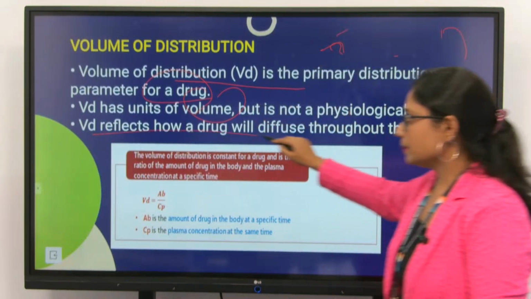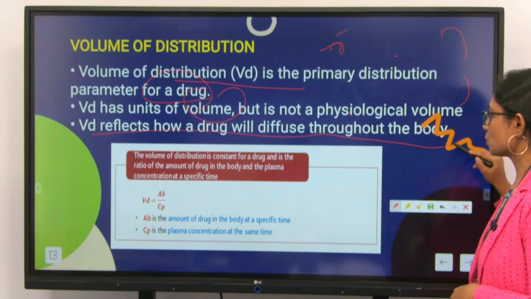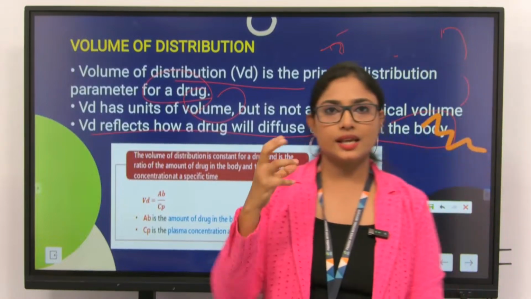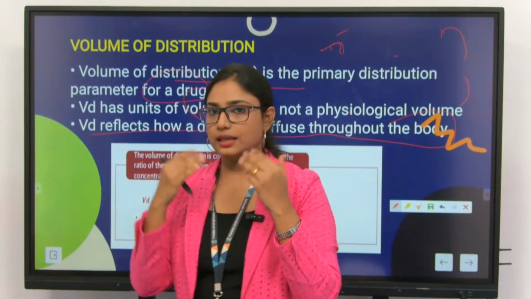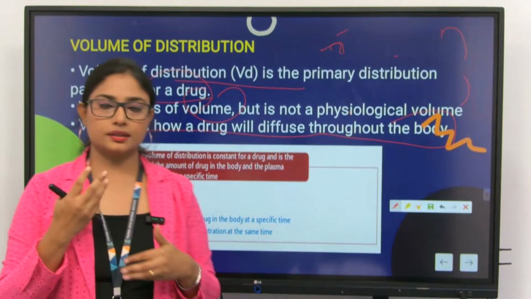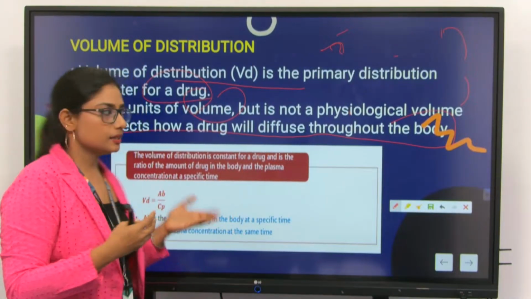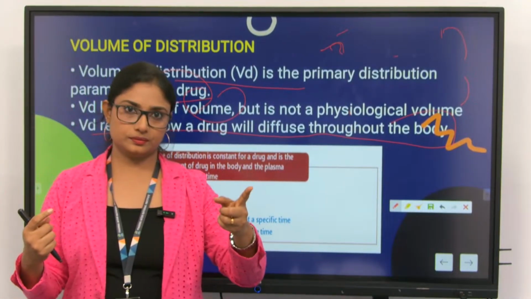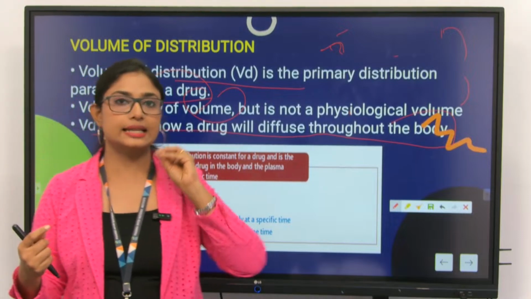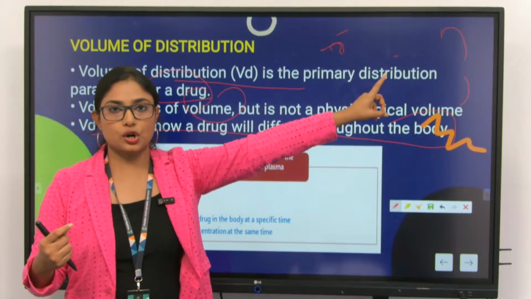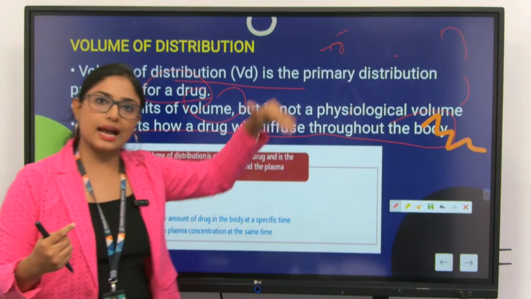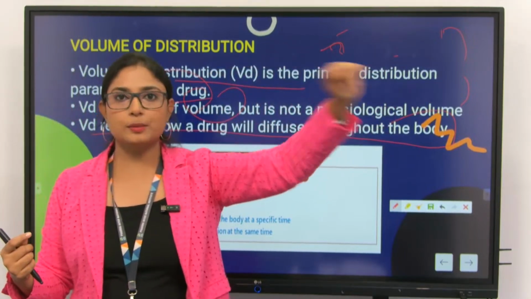So VD reflects how a drug will diffuse throughout the body. That means if the drug is highly lipophilic, like it is non-polar, or if it is unionized, the volume of distribution will be more. That means more drug can easily diffuse through the cell membrane and reach the tissue or the site of action. So in that case, the volume of distribution will be more.